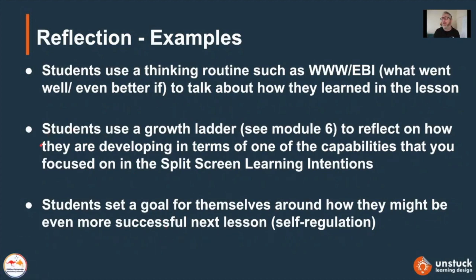Students could use a growth ladder, which you'll learn all about in Module 6, to reflect on how they are developing in terms of one of the capabilities that you focused on in the split screen learning intention. So for example, if you focused on critical thinking, they could use that growth ladder to analyze and see where they are at with their critical thinking. Finally, you might get students to set a goal for themselves around how they might be even more successful next lesson. We call this self-regulation. Okay, you can take a little break if you want, pause the video and think and reflect on reflection and maybe how you've been learning throughout this module so far.